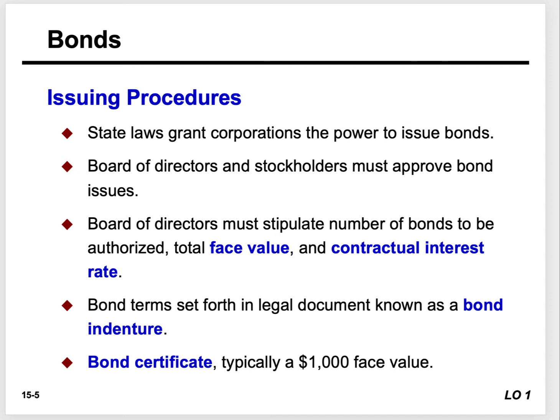Well, the board of directors then gets together and they stipulate the number of bonds that we're going to authorize, what the face value of those bonds are, and what the contractual interest rate is. Now, this is key. There's a difference between the contractual interest rate and the market interest rate. The market interest rate is set by the Federal Reserve, and they specify what the current market rate is on interest.